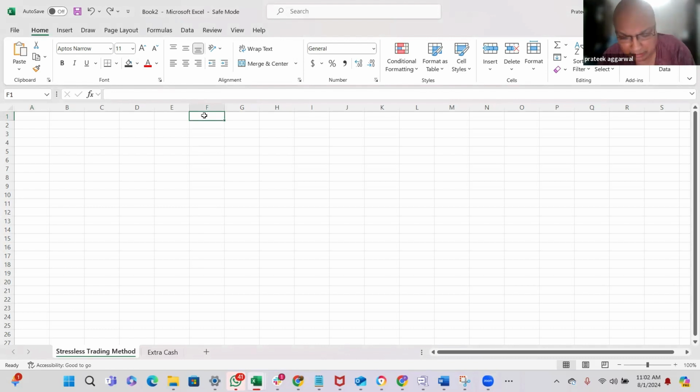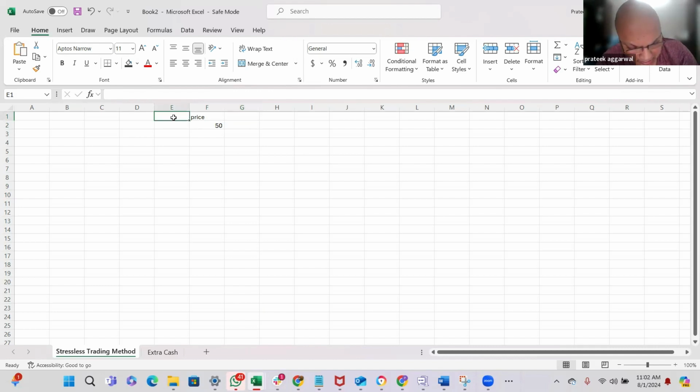Of course, stressless trading method is a very price-based method. It does not take into consideration the time of the trades at all. It is just dependent on what the current price is. For example, it will start off by taking a price of, say there's a stock I found whose price is $50, right?